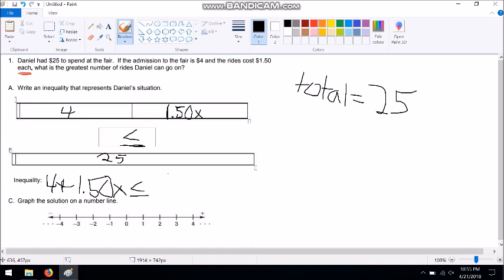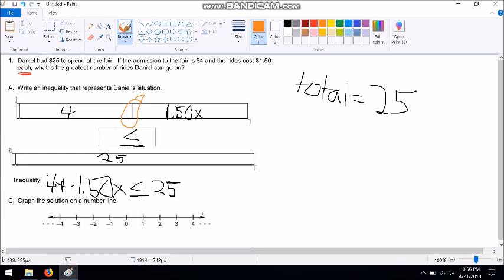Now, notice that we are adding here. We are always adding because this line in our top box, the top part of our tape diagram, is always telling us that we are going to be adding the two terms that we have, which in this case is 4 plus 1.50x. I'm circling that to let you know it means plus, okay?